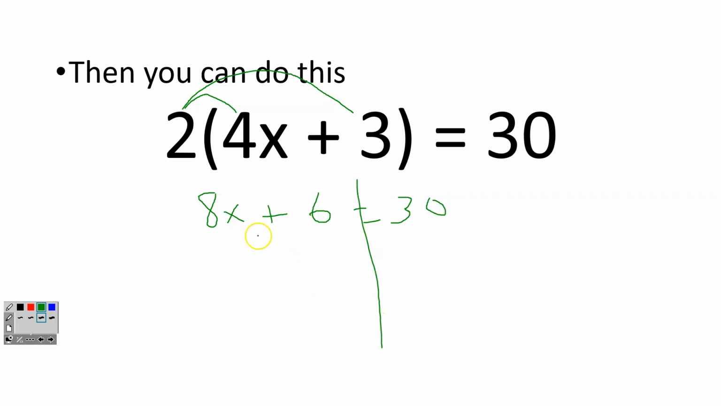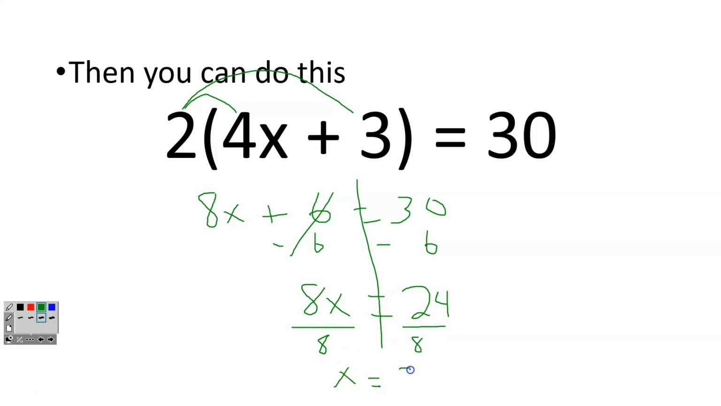You solve it now just like a two-step equation. You get rid of the term that does not have a variable. So we're going to subtract 6 from both sides. That's going to give me 8x on this side and 24 on this side. Now, the 8 and the x, remember, if they're squished together like that, it means to multiply. So the opposite or the inverse operation would be to divide. So I'm going to divide both sides by 8, and I get an answer of x equals 3. So that is considered a multi-step equation because you have to do rainbows, you have to distribute, then you have to solve it from a two-step.